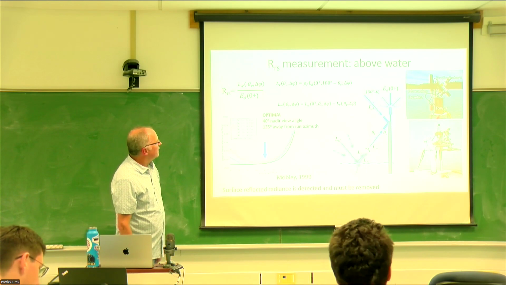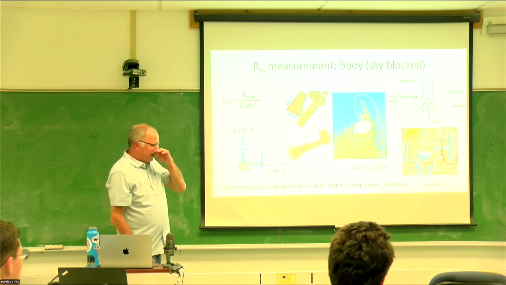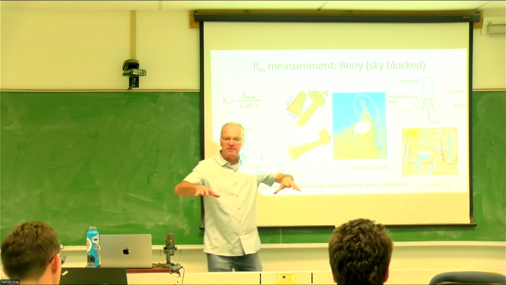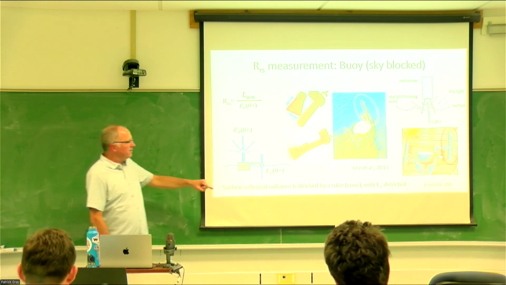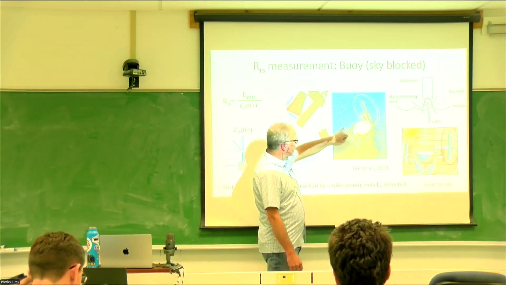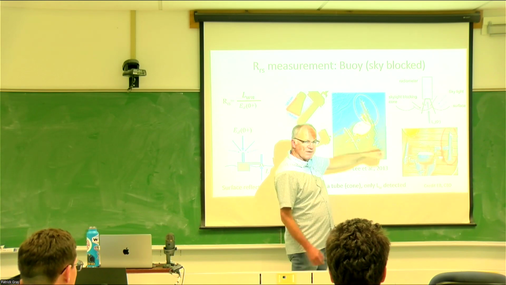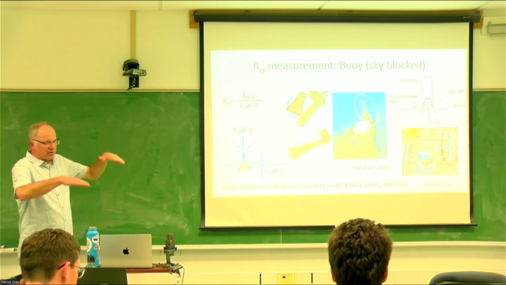All right. So that's the above water. The other way to do this, and we have this in the lab, is to have a buoy that sits right at the surface. And we make one measurement of ES. There's ES, it's right above the surface. There's an LU measurement. It's just below the sea surface. So that's the concept. We're really after remote sensing reflectance.